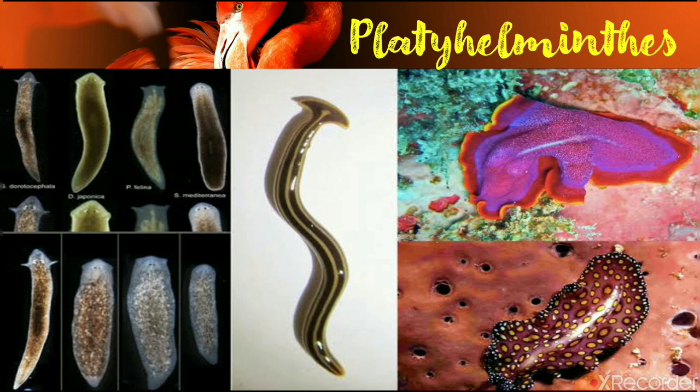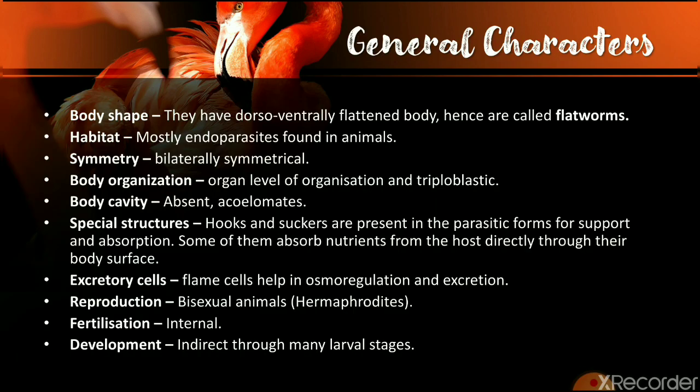The word platyhelminth is taken from two Greek words, platy meaning flat and helminth meaning worm. The word platyhelminth literally means the flat worms. They have a dorso-ventrally flattened body, hence they are called flat worms. Most of the members of phylum Platyhelminthes are endoparasites and they are found in animals. They are usually bilaterally symmetrical.